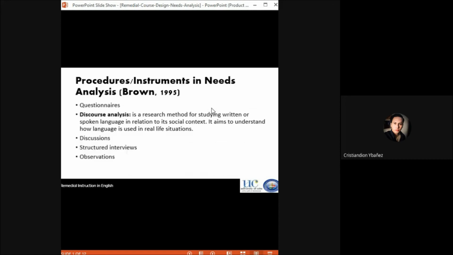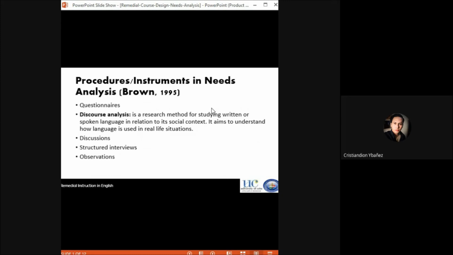All right? So these are the procedures, these are the instruments nga atong pwede magamit as teachers in order for us to do the needs analysis. We can have the questionnaires. As what I have said, just like in your research, you lay down questions and then let the students or respondents answer the questions based on their own self-evaluation. You can have the questionnaires. And we can do the discourse analysis. This is the method of studying written or spoken language.